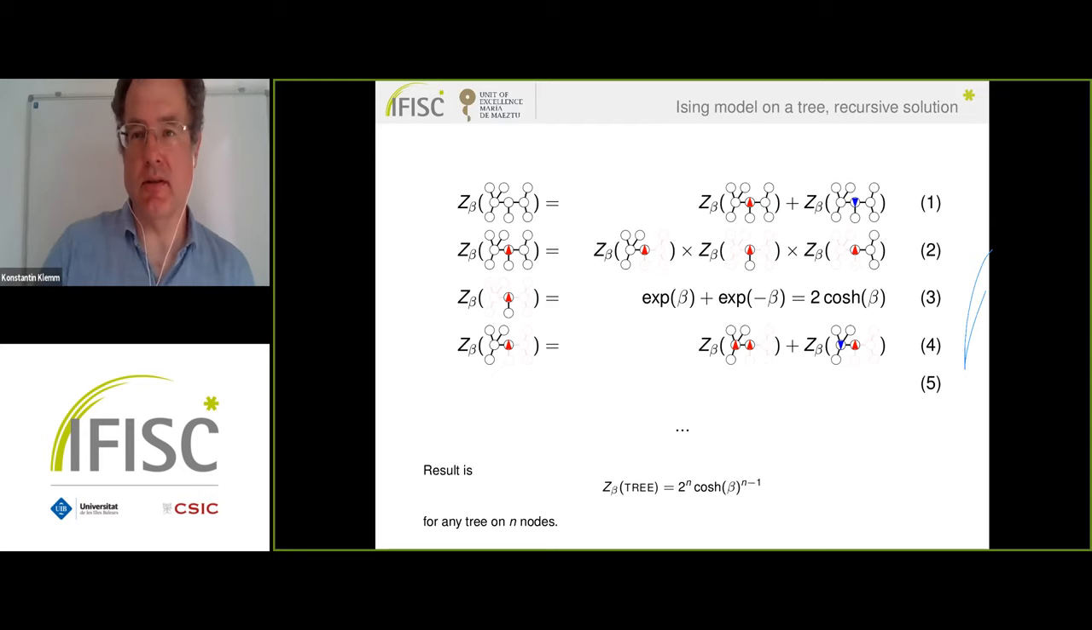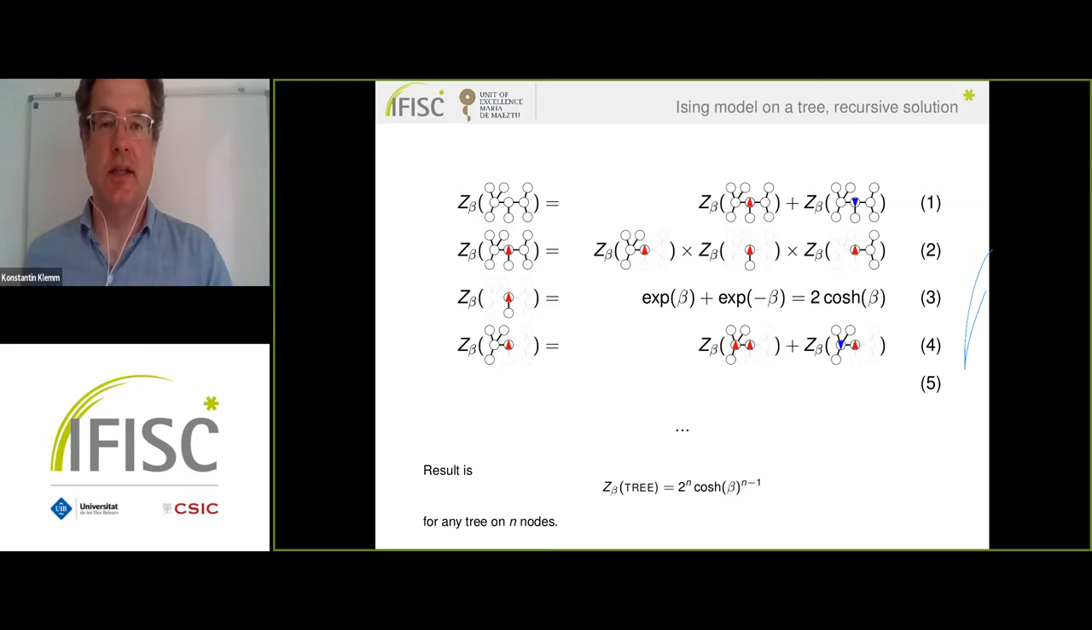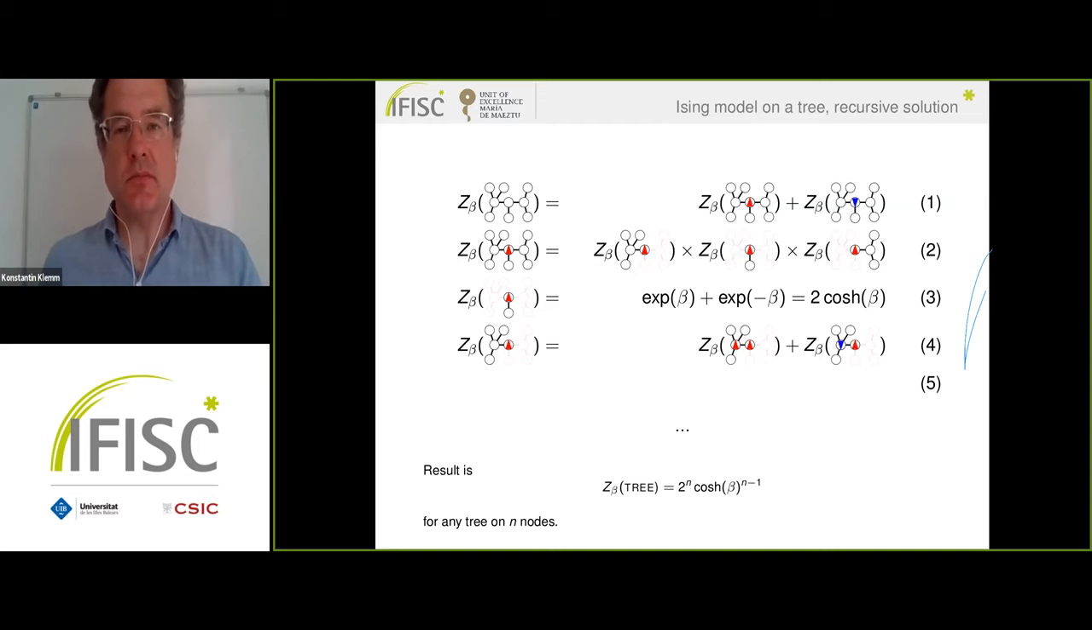So the solution of the Ising model on a tree, recursive solution. Okay, so let's take this tree here, and its partition function value for a given beta, well, is the sum of two terms, namely when I fix one of the spins, and let's say at this node here, which I would call the root, kind of the center of the tree, but you can choose any.